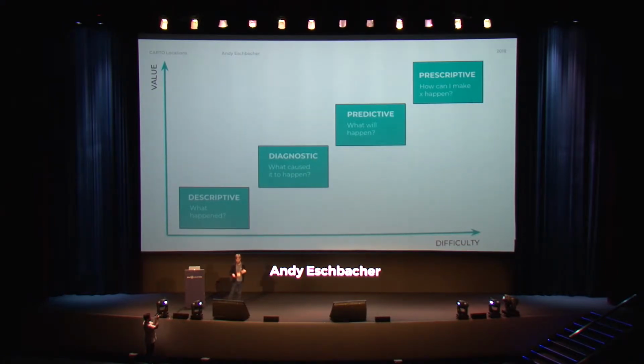Diagnostic would be what caused it to happen. So if you see a sudden drop in prices in a certain area, was there some event that triggered that? Predictive, as we all know, tends to be very difficult, especially to do well. So you're asking what will happen based off of things that have happened before, perhaps. And then prescriptive is trying to more engineer changing future events instead of predicting future events. So how can I make X happen?